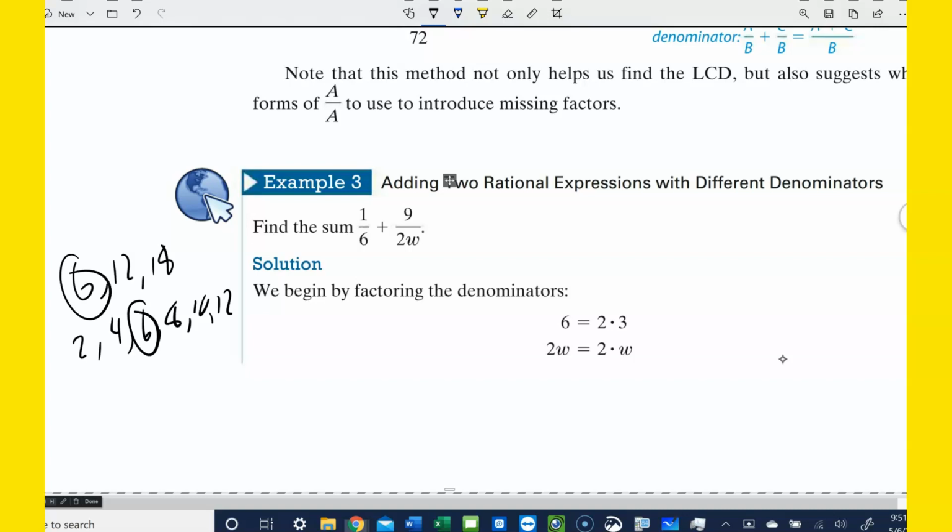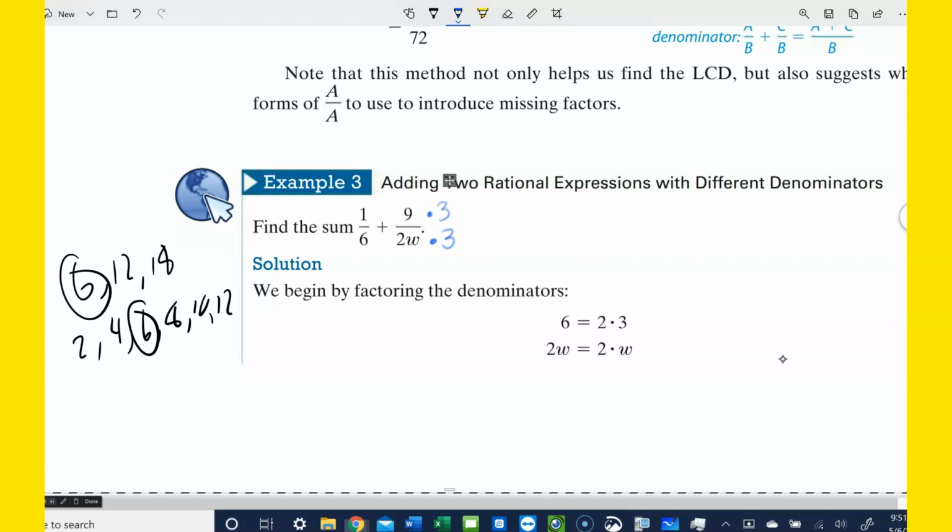So the 6 can stay like it is. The 6 can just stay a 6 because it's already a 6. But to make the 2 a 6, I need to multiply by what? I need to multiply by 3. That's going to make the 2 become a 6. And what do I do to the top? I've got to do the same thing to the top that I did to the bottom. So that's going to make the bottom of this fraction become a 6w. Still not the same though, is it?